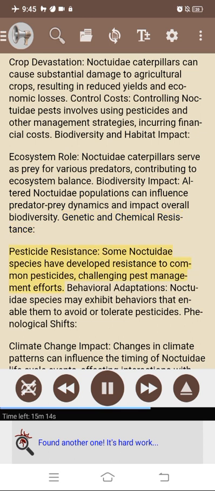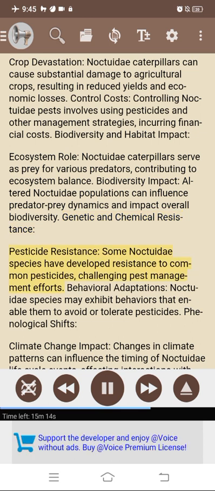Genetic and chemical resistance. Pesticide resistance. Some Noctuidae species have developed resistance to common pesticides, challenging pest management efforts. Behavioral adaptations. Noctuidae species may exhibit behaviors that enable them to avoid or tolerate pesticides.